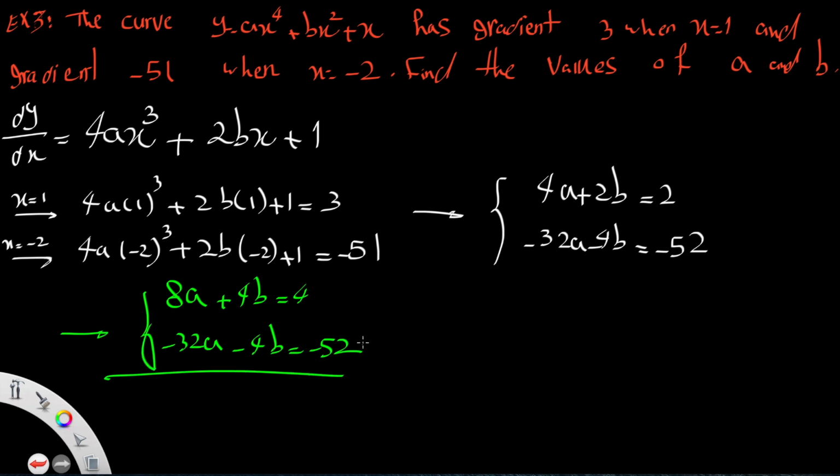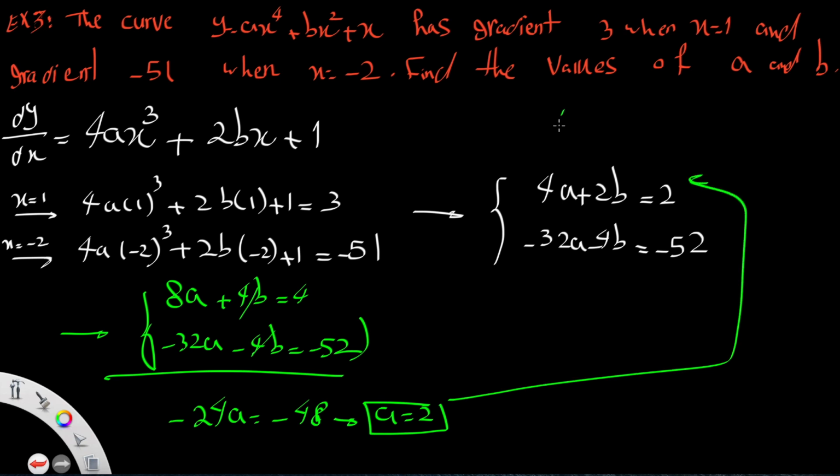Now if you add these two equations, the b terms cancel out each other, so it will be negative 24a is equal to negative 48, giving you an answer of 2 for a. So if a is 2, if you replace in one of the equations, 4(2) plus 2b is 2, so 2b will be equal to negative 6, then b will be negative 3 at the end. So a is 2 and b is negative 3.